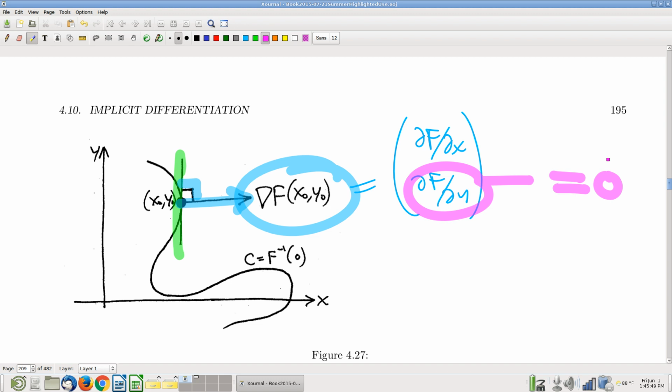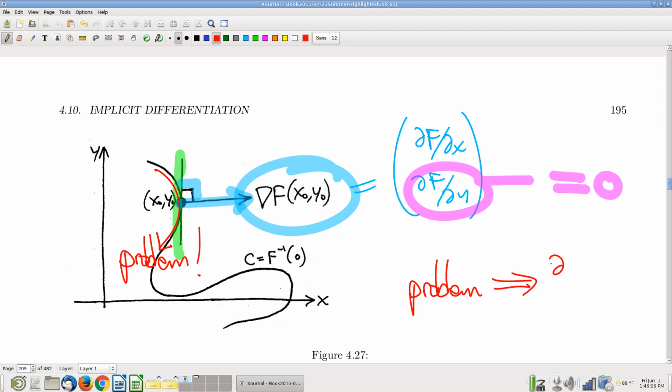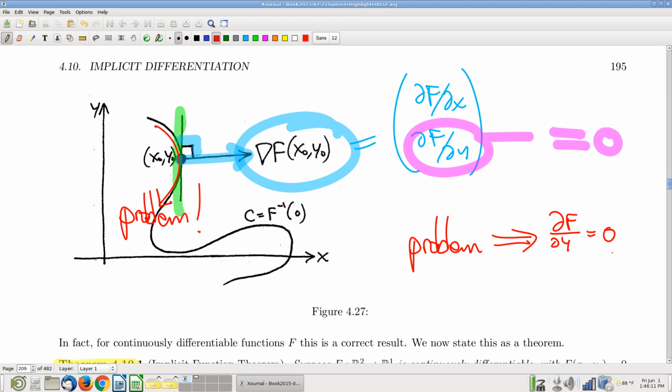Okay, so roughly speaking, here's what we've proved. If there is a problem, that implies that the partial of f with respect to y must equal 0. And the way we're going to very conveniently turn this around is called the contrapositive. This is a logical construction. If the partial of f with respect to y is not 0, then no problem.